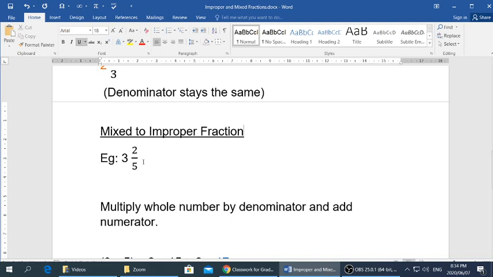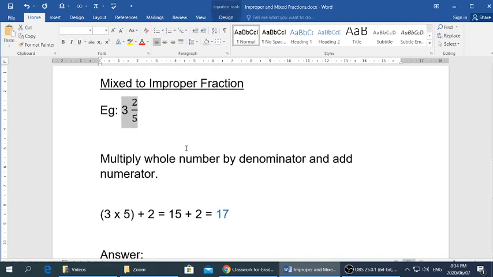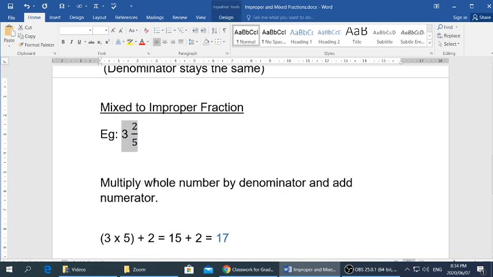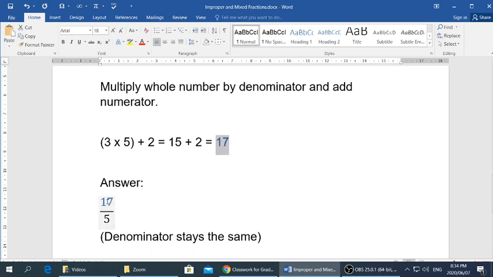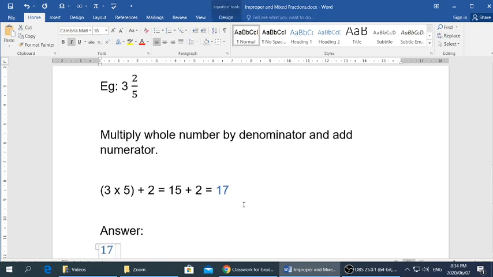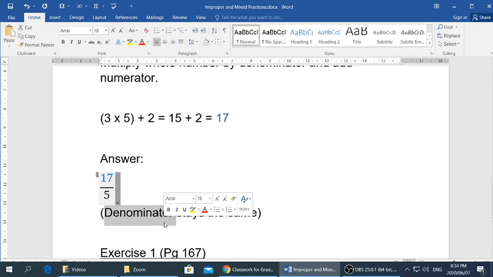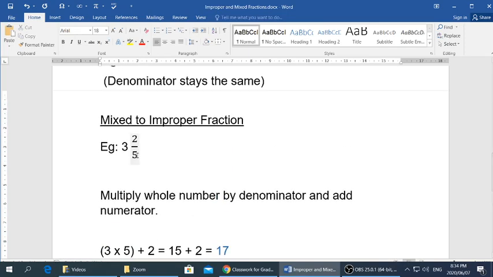Okay, so we have 3 and 2/5. Basically, you multiply the whole number by the denominator, which is 5, so 3 times 5, and you just add the numerator. It's always like that. So always multiply whole number by denominator and add numerator. So 3 times 5 is 15, plus 2 is 17. That is your new numerator. The denominator will always stay the same, so it becomes 17 over 5. Let's see some similar ones like that.